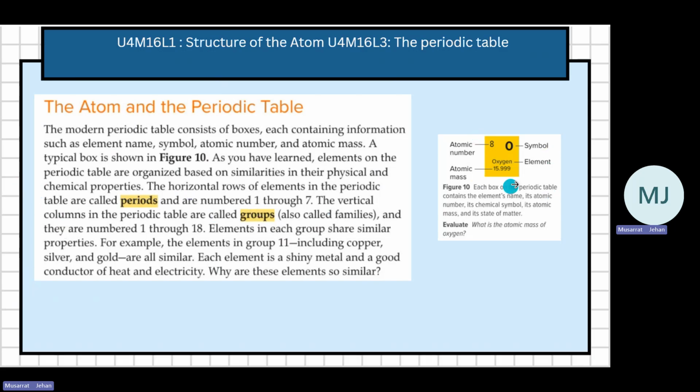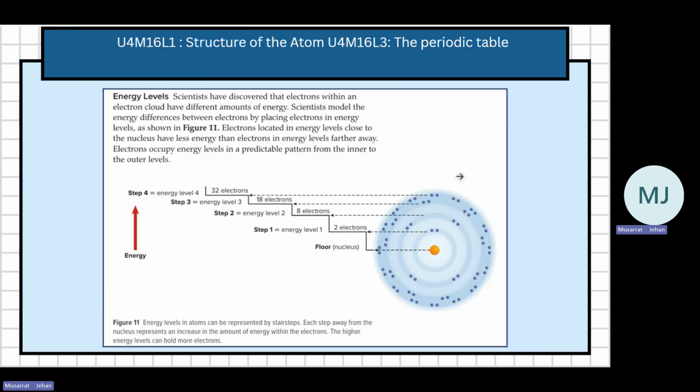In the periodic table, we have these cards like this for every element. This is the atomic number, that is the number of protons. O is the symbol, the name of the element, and atomic mass. So each box shows this information in a periodic table.